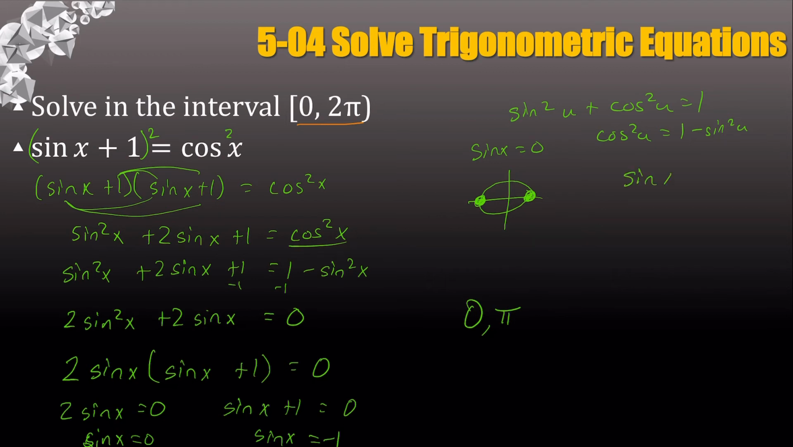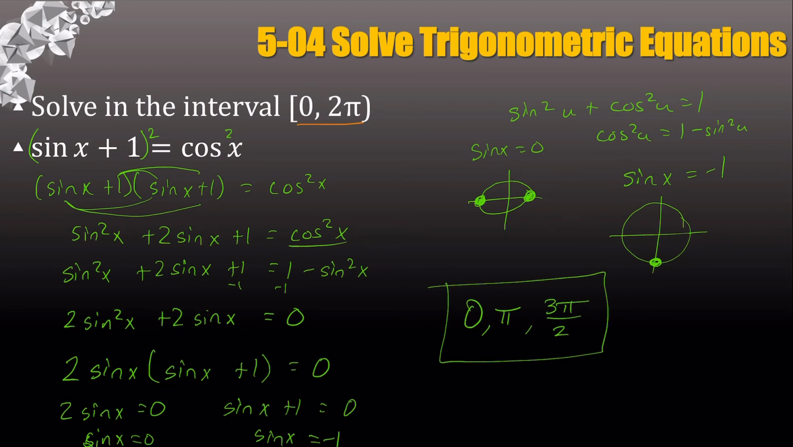Our other choice, when does sine of x equal negative 1? Well, that's the y value, so that's down there. So that would be 3 pi over 2. And those are all your answers.